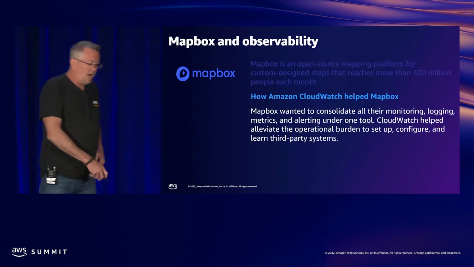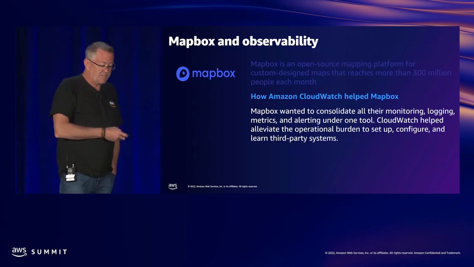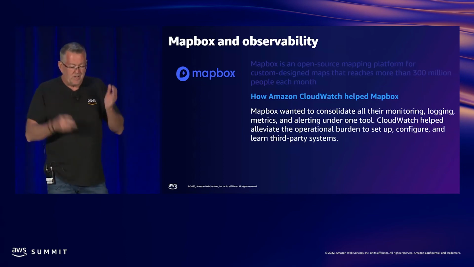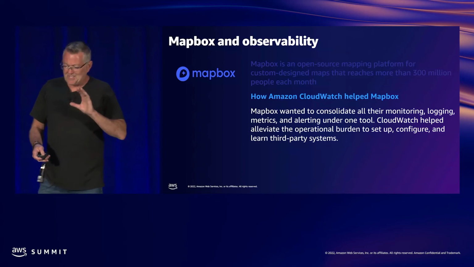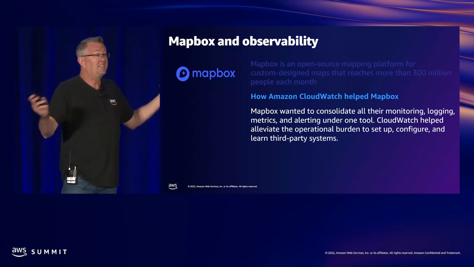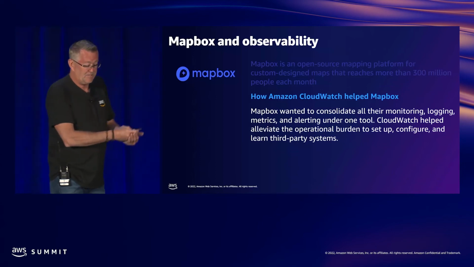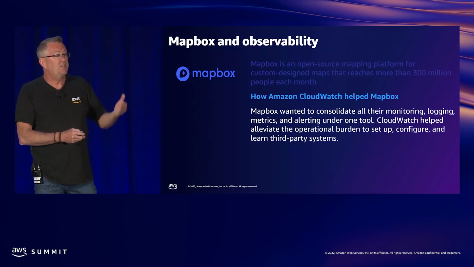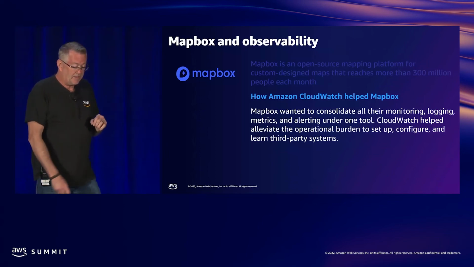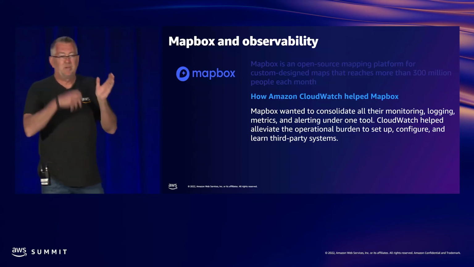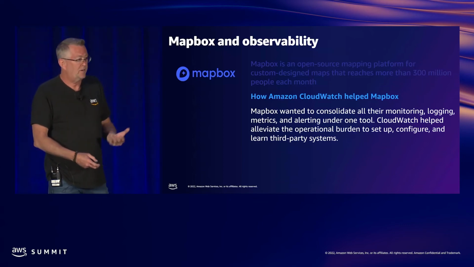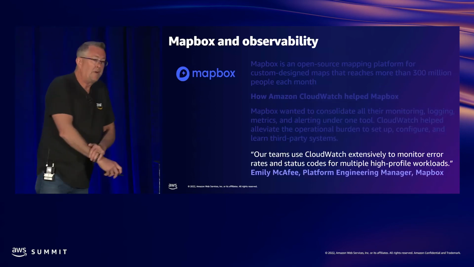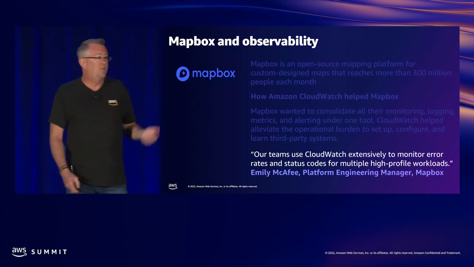So by using Cloudwatch, they're able to consolidate all of their monitoring, logging, metrics, and alerting all under what I could call a single pane of glass. I don't like to use that term because single pane of glass sometimes implies that it does everything for you. But it has consolidated the activity and the art of collecting logs, metrics, and traces. And so it helps them alleviate that operational burden that's associated with the monitoring activities. And so very little setup required. You just basically start shipping your logs, metrics, and traces, and you can start understanding what's happening using Cloudwatch. And so they use Cloudwatch extensively to monitor error rates and other things that are going on with their API suite.